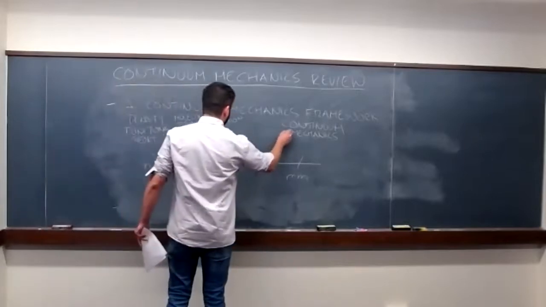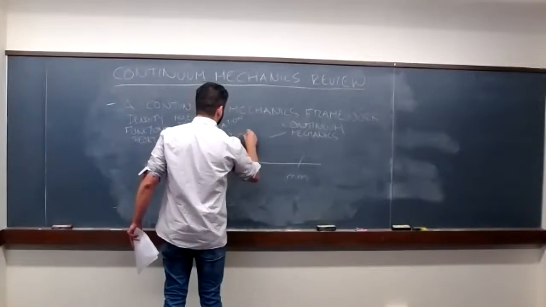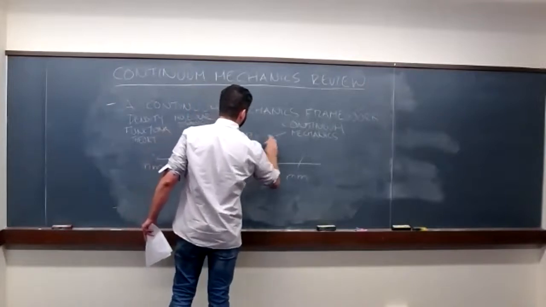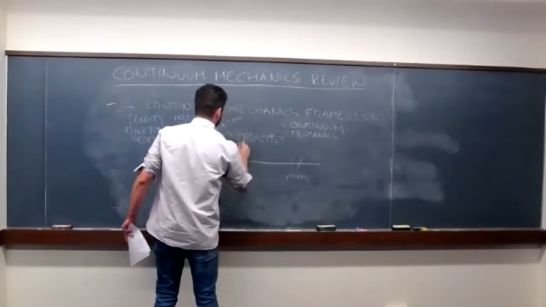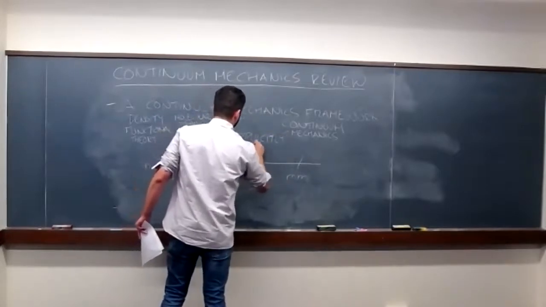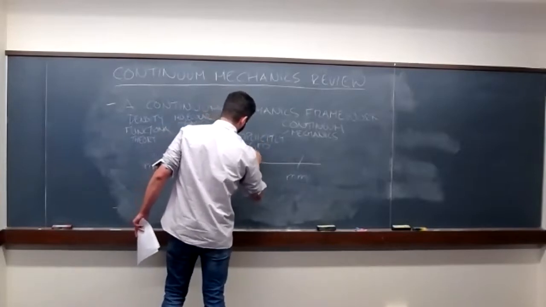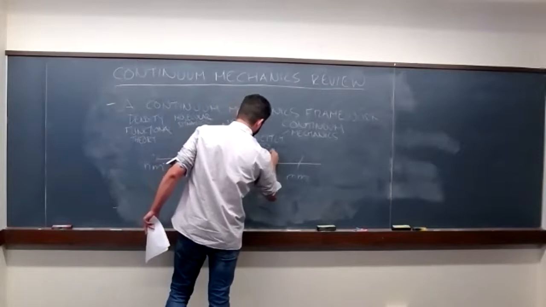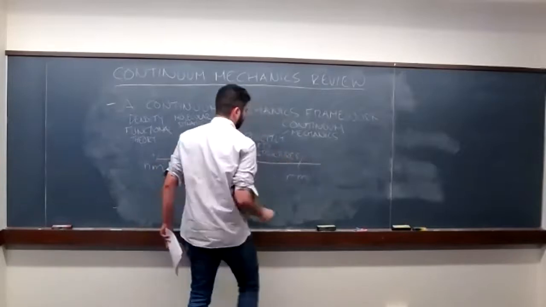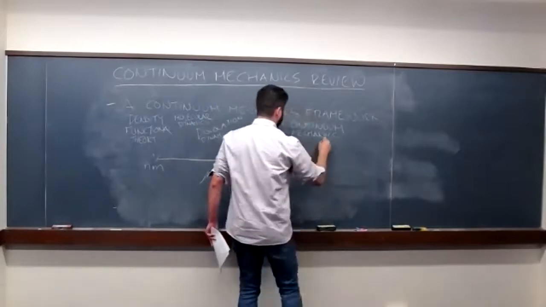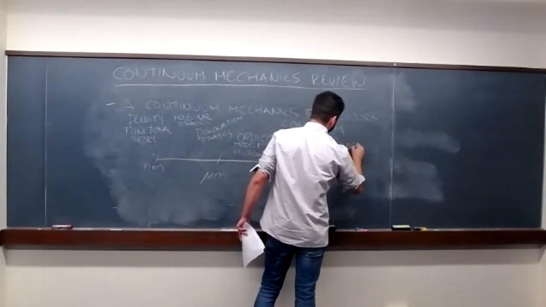But when we're down in this range, we're going to be talking about explicitly modeled microstructures. And when we're a millimeter and above, we're going to be talking about averaged microstructures.